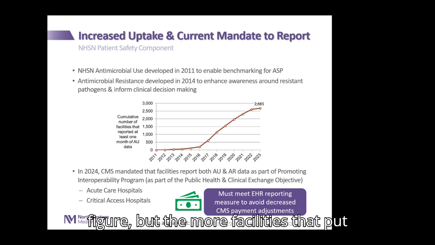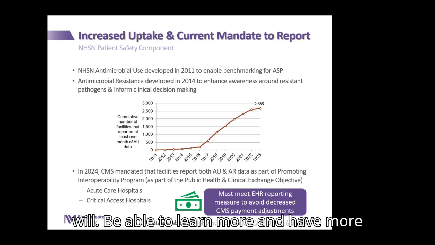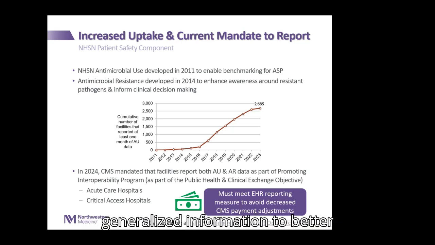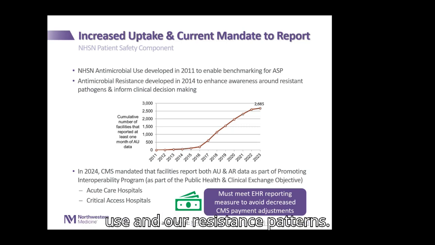But the more facilities that put data into this program and these modules, the more they will be able to learn and have more generalized information to better understand and benchmark our antibiotic use and our resistance patterns. So earlier this year, CMS actually mandated that facilities report both AU and AR as part of the Promoting Interoperability program, as part of that public health and clinical exchange objective. So this is a mandate for both acute care hospitals and critical access hospitals.